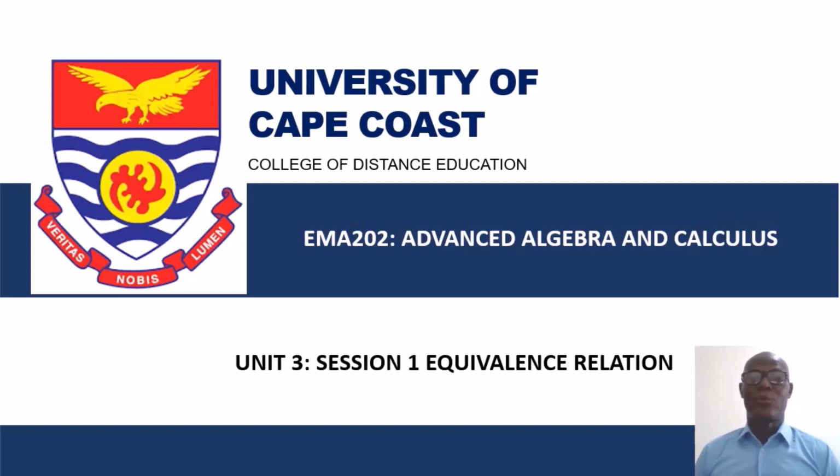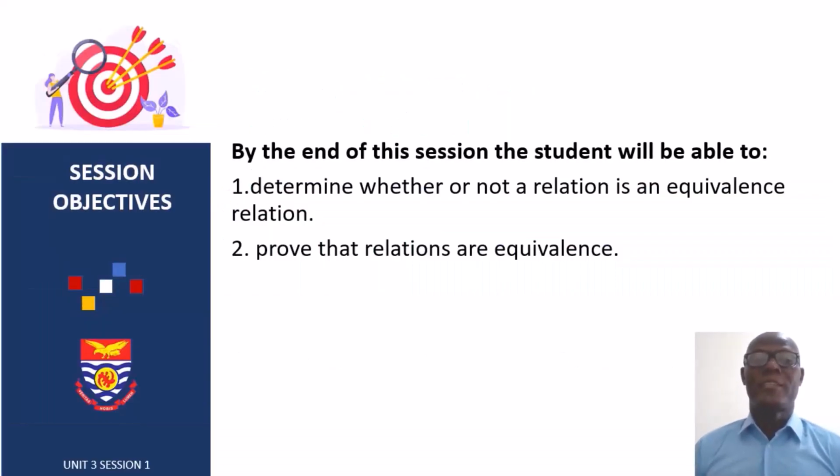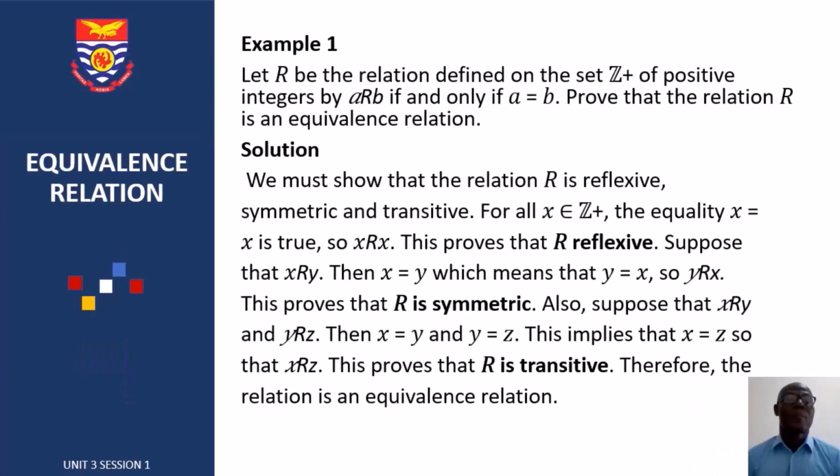Unit 3, Section 1, Equivalence Relations. Section Objectives. By the end of this session, the students will be able to: 1. Determine whether or not a relation is an equivalence relation, and 2. Prove that relations are equivalent.